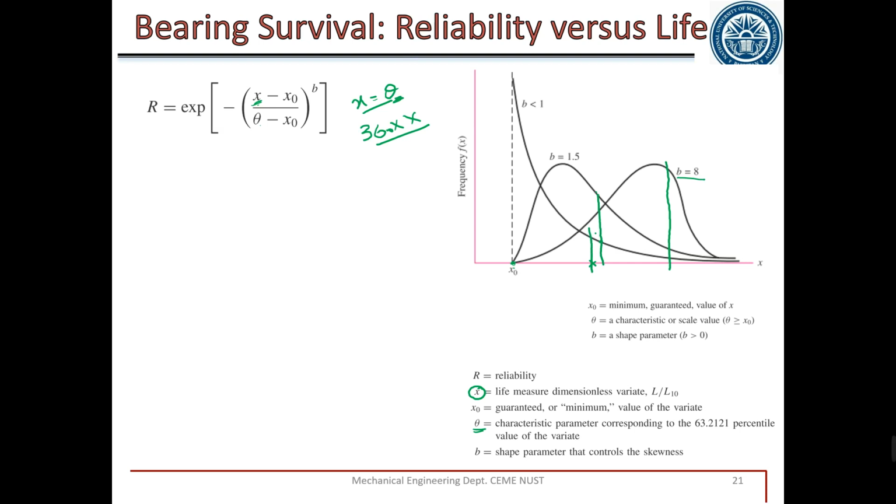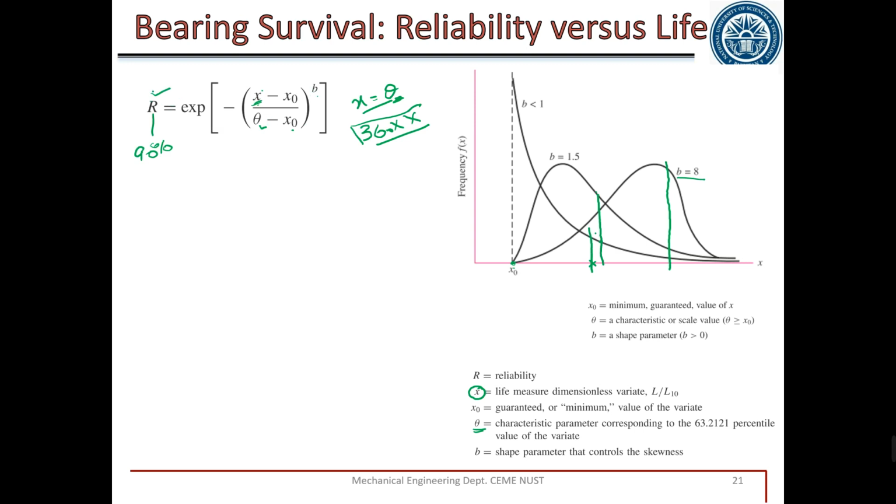This curve is the standard curve. In our case, the case that we were studying, we had a reliability equal to 90%. So for any curve, the values of theta, x naught and b are standard, set by the manufacturer for the bearing. So for any bearing you will have values of theta, x naught and b. The only unknowns will be x and r.